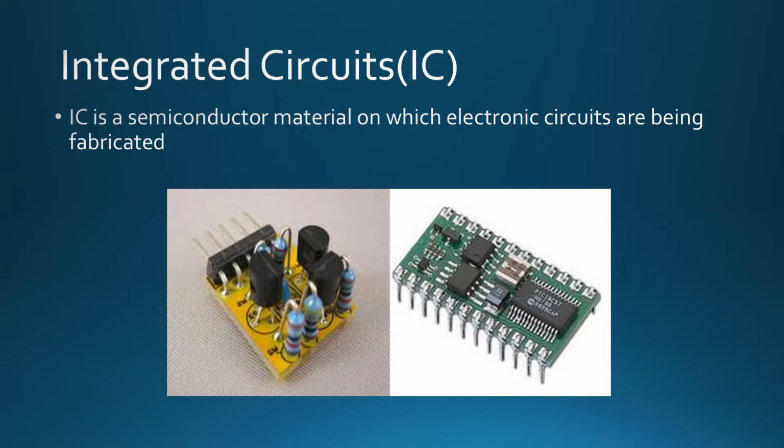Why are we using semiconductors? Are you curious about that? Why are we using semiconductors for building ICs? As you are aware, materials can be classified into three: conductors, insulators, and semiconductors. You may also be familiar with the term energy band.